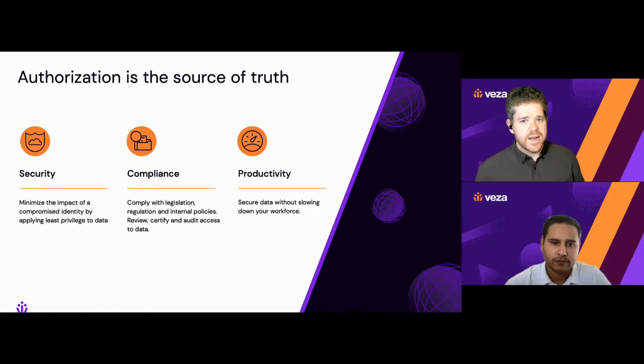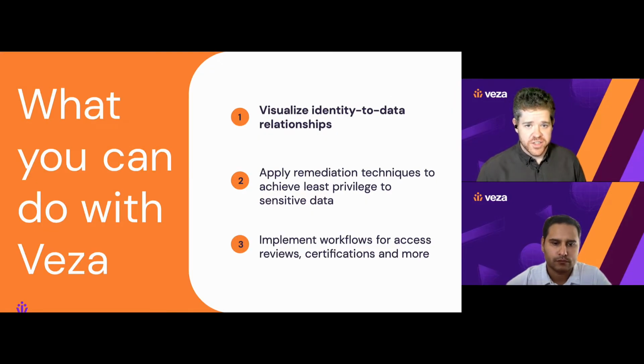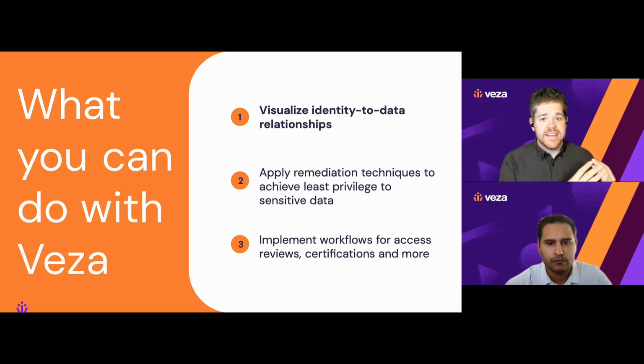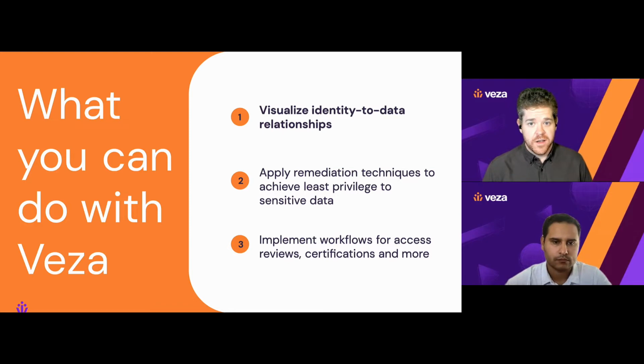So let's quickly break down what we're going to cover in the next few sessions. We're going to start with the foundation of what Veza does, which is visualize direct identity to data relationships. Who has access to what? And over the next two sessions, we're going to show you some of the practical things you can do with that information. We'll show you how to apply remediation techniques to achieve least privilege with regards to sensitive data. And we'll show you how to create faster, better, more effective workflows for access reviews, certifications, and audits.